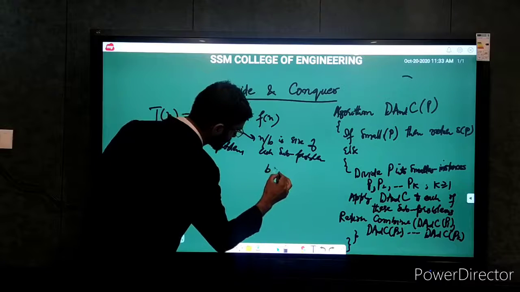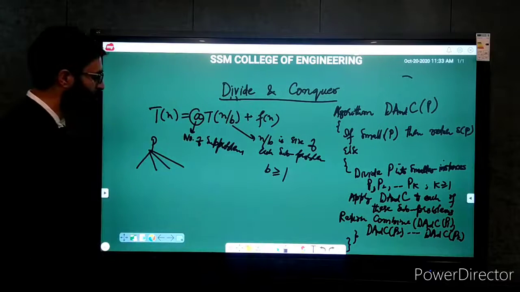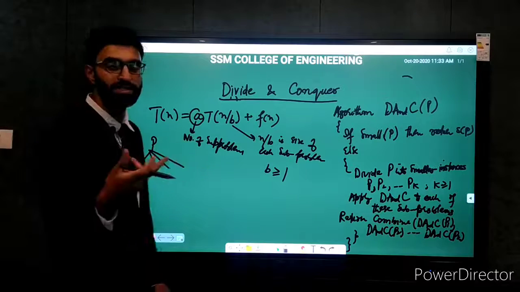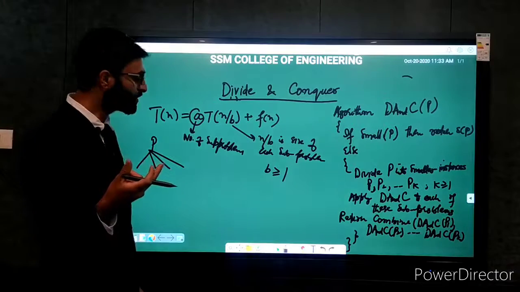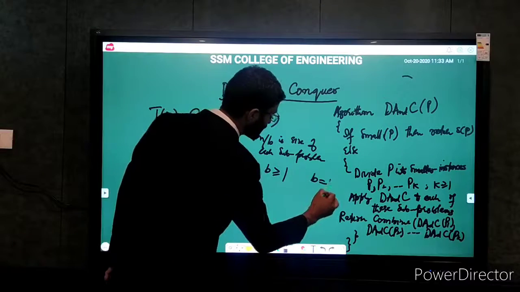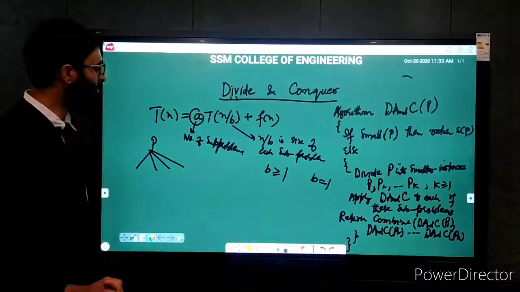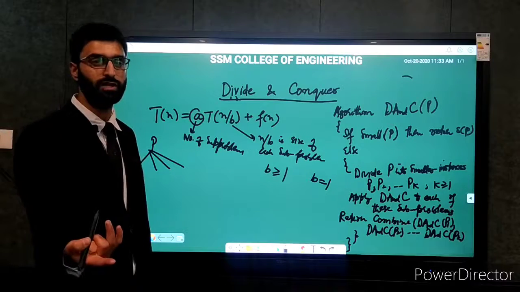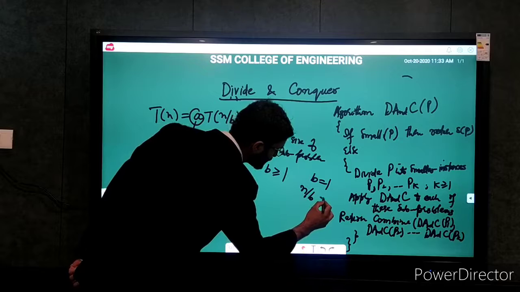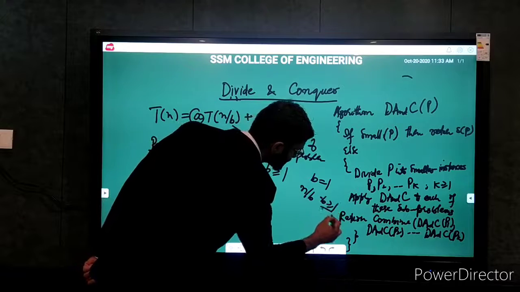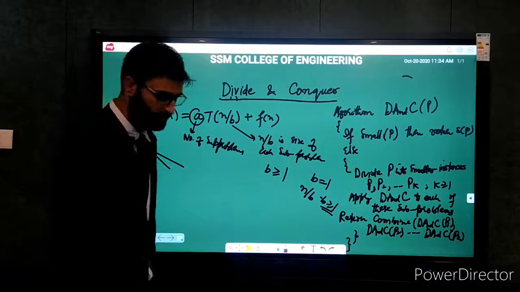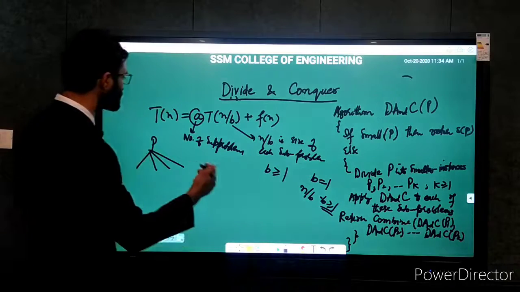This b should be greater or equal to 1. Do you know why? Because the size of each sub problem should be greater or equal to 1. If we take b is equal to 1, so what does that mean? It means the size of sub problem is also equal to 1. So it should be n by b and b should be greater or equal to 1. Means we can divide the problem into smaller sub problems, more than one sub problem, right?